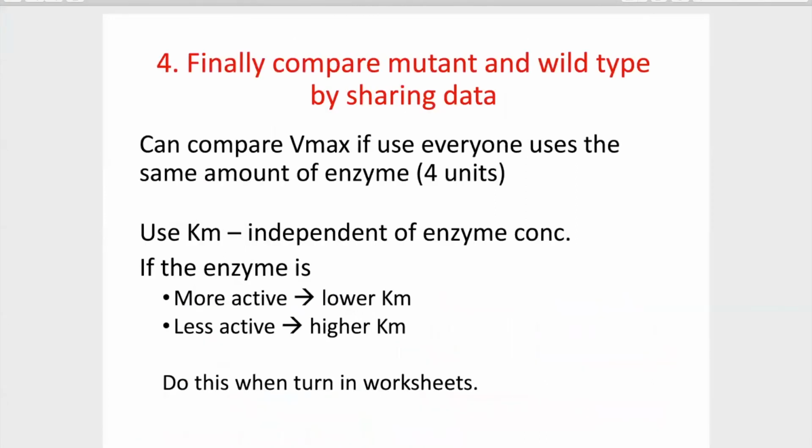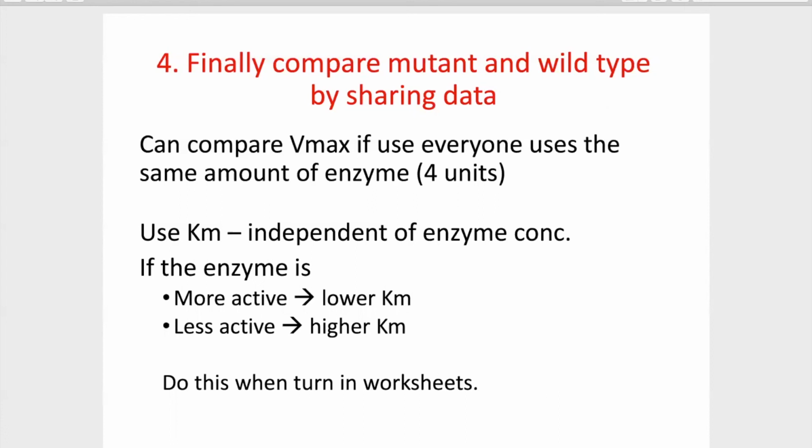So finally, you're going to compare the mutant and the wild type by sharing data, right? If you remember in class, we had those 2 bench tops filled, the first 2 from the farthest door nearest the elevators were wild type, and the other 2 tables closest to the bathrooms in the major part of bio were the mutant, right? So you're going to compare Vmax, and if everyone uses the same amount of enzyme, 4 units, that's very, very important. If somebody doesn't use 4 units, that's the nice part about doing this now online, is that we're going to give you that data, so it will be correct.